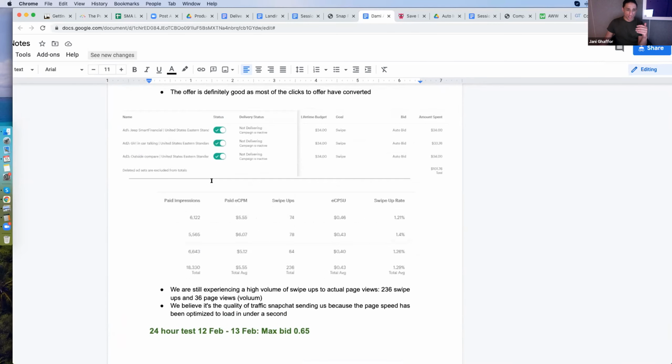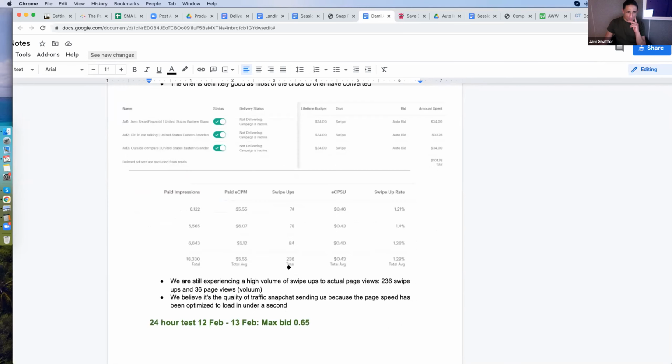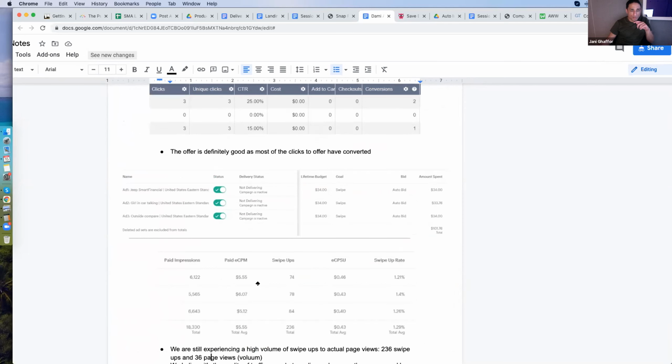So in this test, what we saw was that we got 236 total swipe ups. And this time we got only 36 page views. So it was even less than before. Page views or offer views? No, that's page views. Okay. So in that test, what we realized was that a traffic campaign with the swipe up objective is basically not good traffic, because those people swipe up, but they don't actually view the page. So we decided to change the objective to page view.